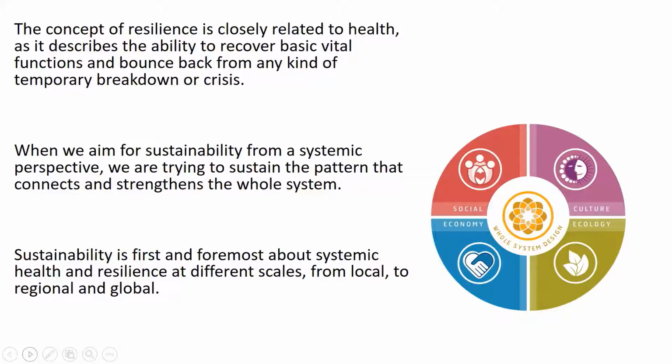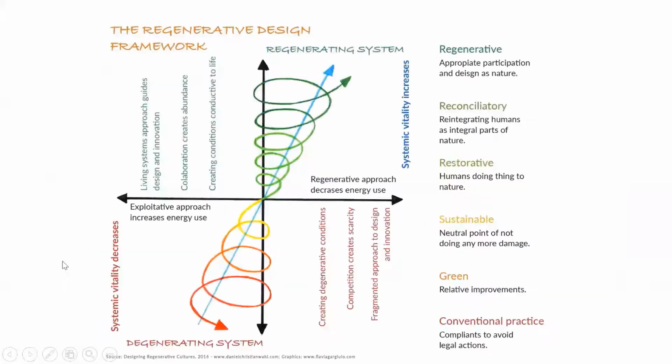When we aim for sustainability from a systematic perspective, we are trying to sustain the pattern that connects and strengthens the whole system. Sustainability is first and foremost about systematic health and resilience at different scales, from local to regional to global. So yeah, I need my neighborhood community to be healthy. And I also need the city to be healthy. And I need the whole country to be healthy. And I need other countries to be healthy, so that we all have this common understanding. And that's why the UN has made all of these sustainable development goals, so that we all speak one language, because one change in one area impacts the other.